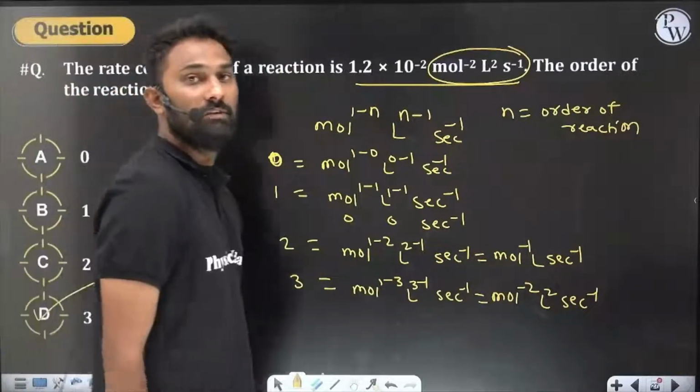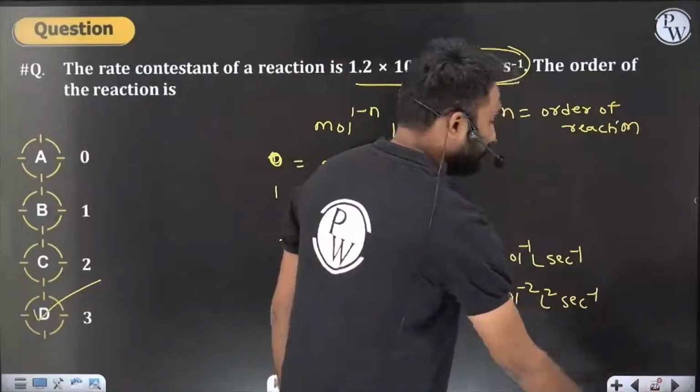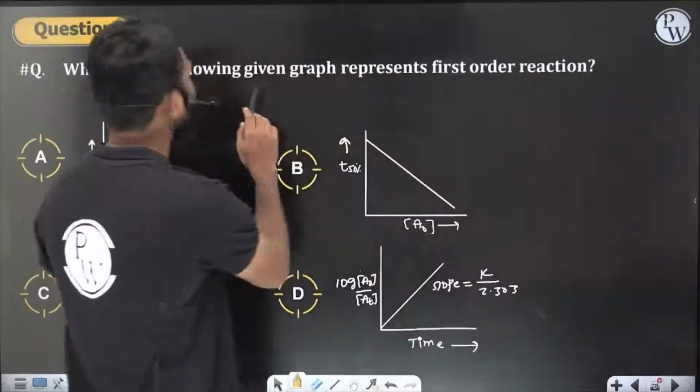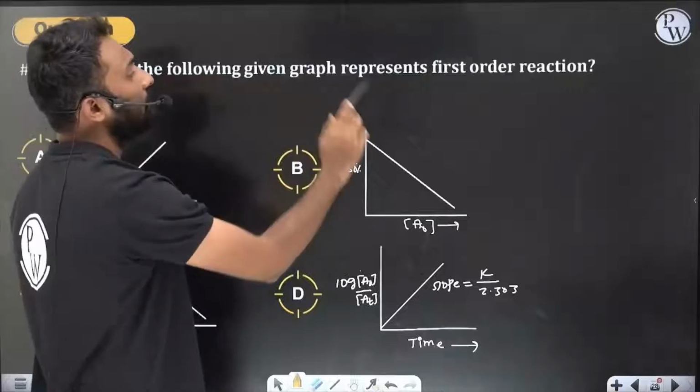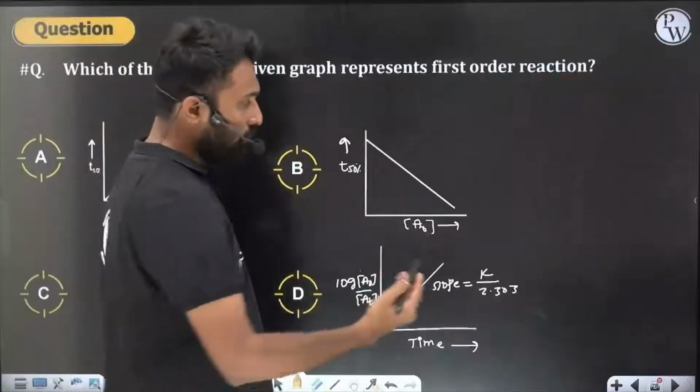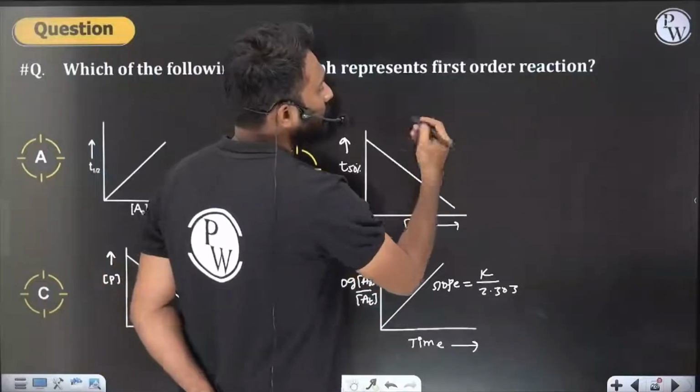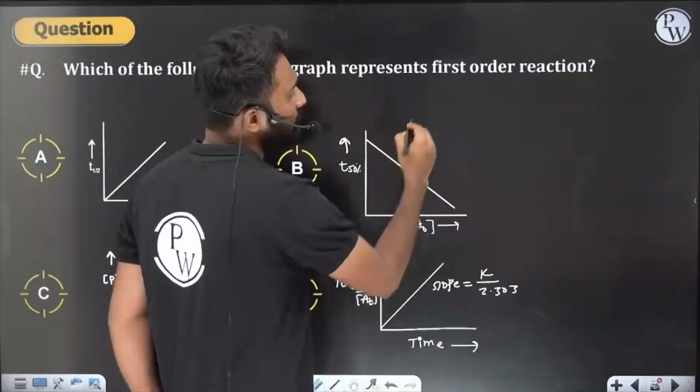Order of the reaction will be 3. Now next one. Which of the following given graphs represents the first order reaction? What is the formula for the first order reaction?